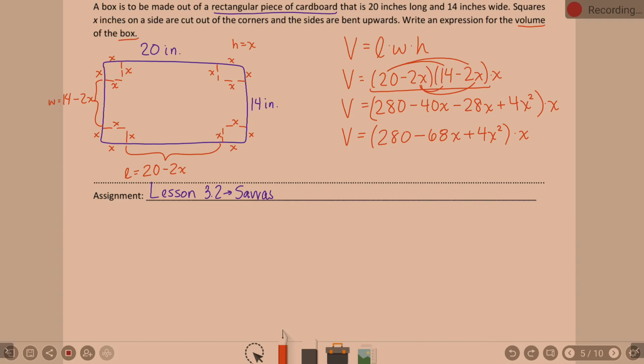And what do we do to finish this off? Multiply that. You're multiplying that x in. When you multiply everything by an x, folks, don't think too hard. x times 280 is 280x. Minus 68x times x is 68x squared. Plus 4x squared times x is 4x cubed. And that is your volume.